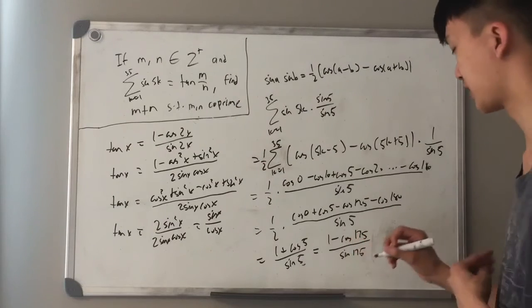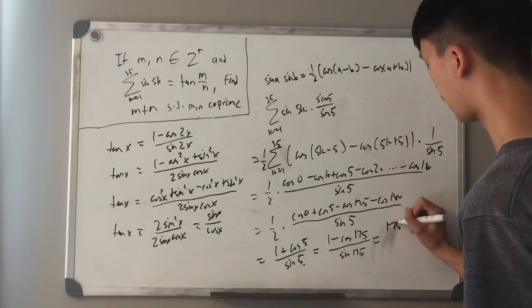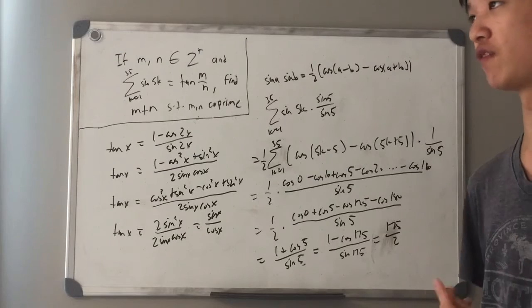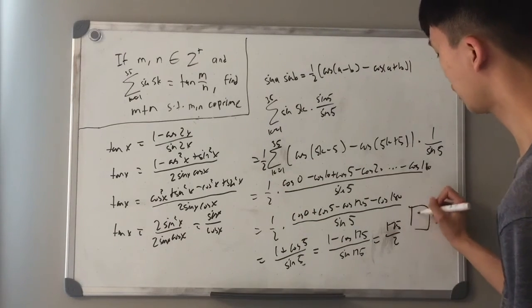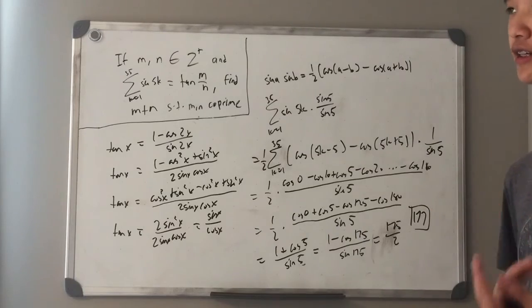And so now, substituting this in, we get a final answer of 175 over 2, or 175 plus 2, which is m plus n, which is equal to 177, and that is our answer.